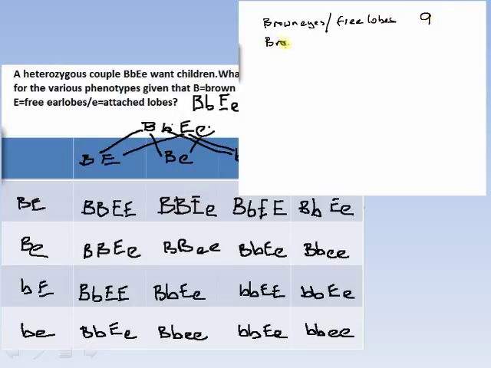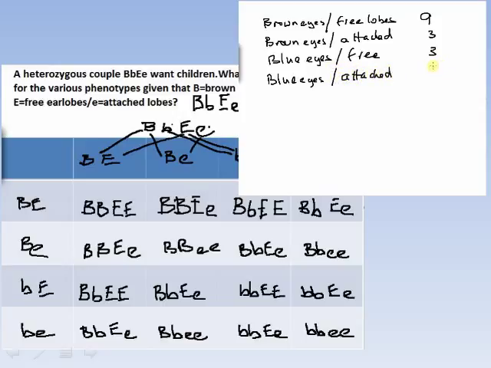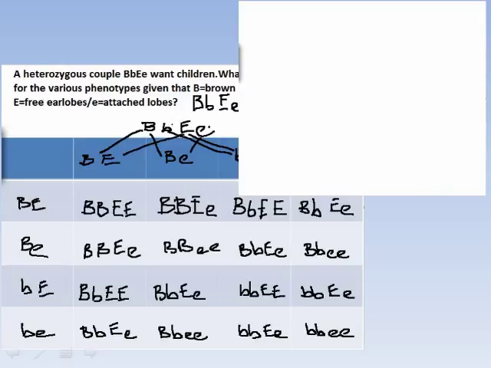For the individuals with brown eyes and attached earlobes, which is a recessive characteristic, we find there are just 3 of those. Individuals with blue eyes and free earlobes, again, we've got 3 of those, 3 out of 16, and just 1 out of 16 is the double recessive with blue eyes and attached earlobes. So you can see that in a ratio sense, there's a ratio of 9 out of 16 with both dominant characteristics, 3 out of 16 for either of the recessive characteristics, and 1 out of 16 for the double recessive with blue eyes and attached earlobes.